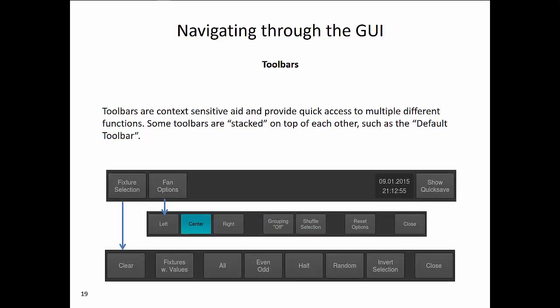Toolbars, which are also available at the bottom of the internal touchscreen, are context sensitive to aid and provide quick access to multiple different functions. Some toolbars are nested or stacked on top of each other, such as the default toolbar. The image at the bottom shows you that once you hit fixture selection, the next level will appear, giving you access to different functions for fixture selection. Or if you select fan option, that will give you different options within your toolbar for that title.